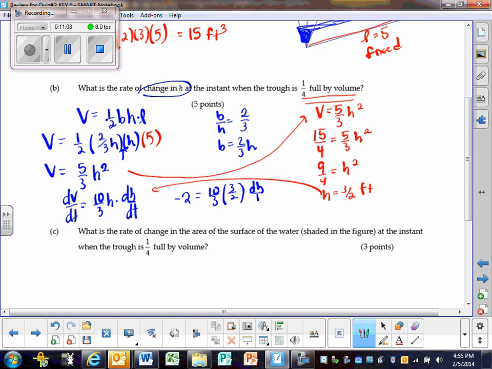dh/dt. So -2 equals 5 dh/dt. That means that the change in height with respect to time is -2/5. This is height over time, so it is feet, and in this problem, time is in minutes.